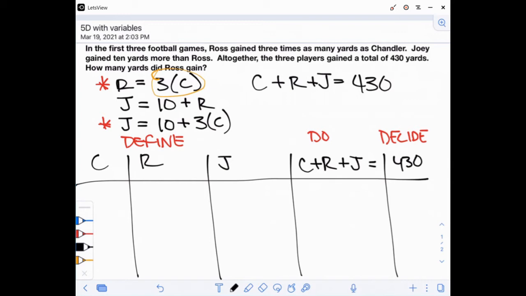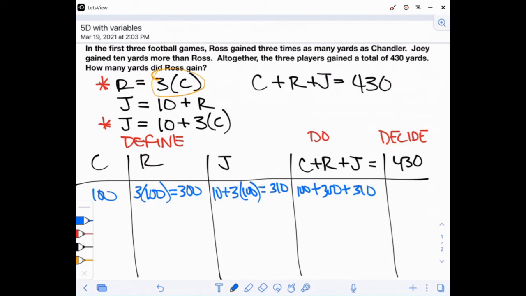So my first guess with Chandler, let's just start guessing. What if Chandler ran 100 yards? If Chandler ran 100 yards, that means Ross did 3 times 100, that's 300. And Joey did 10 plus 3 times 100, which is 310. If I add those together, Chandler 100 plus Ross 300 plus Joey 310 equals 710 yards. That's too high. So my next guess has got to be lower.